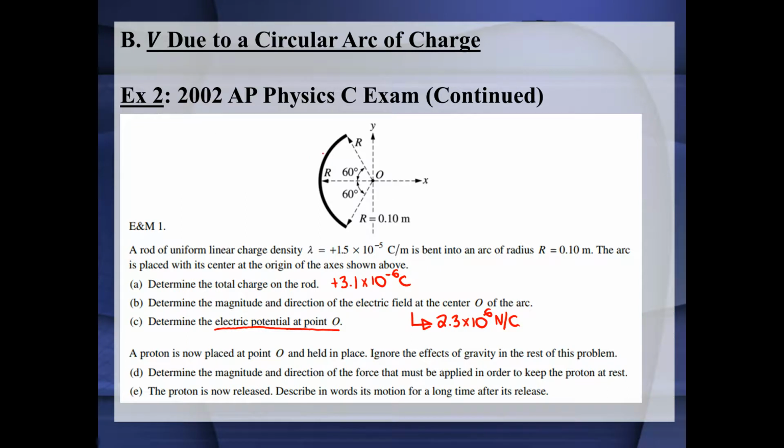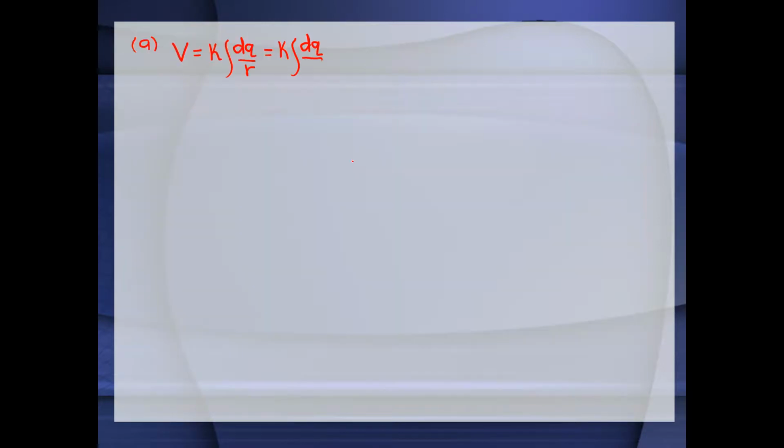Now, every single one of the differential elements would be located a distance of the radius from the center of the ring, okay? So I can actually replace little r with capital R because the distance from point O, which is the center of that arc, to every differential element is the same, which means it's constant. You can pull it out of the integral, which is great. So you can pull it out, and then it would be k over r, and then multiply by the integral of dq.